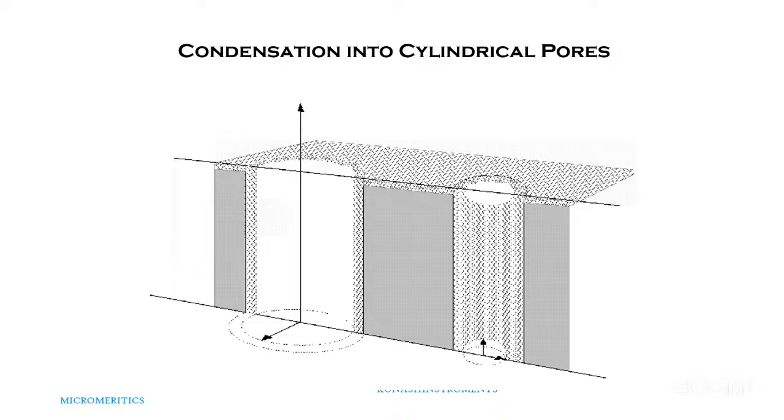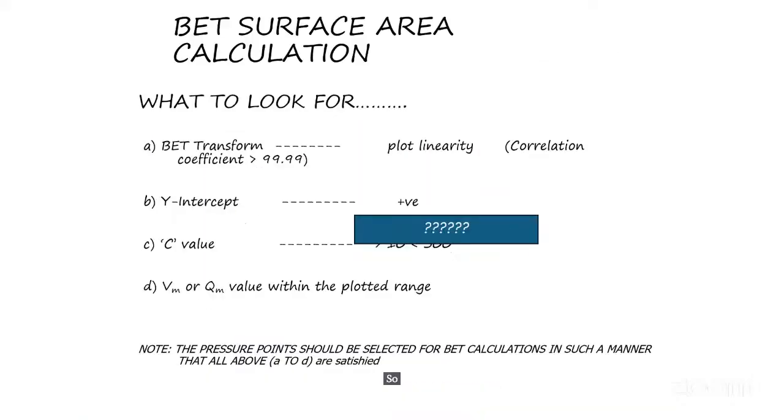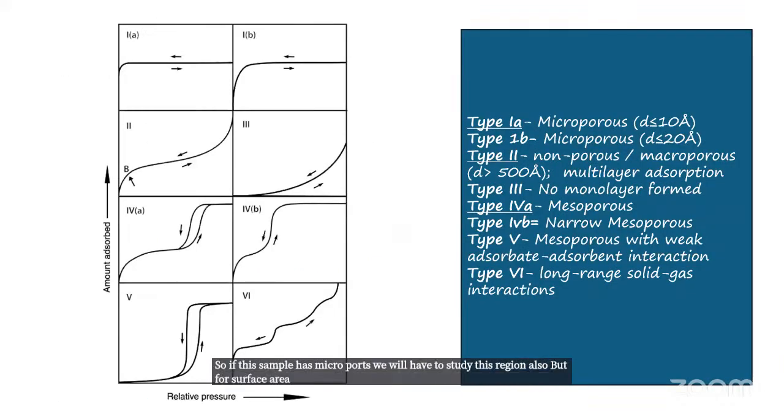Type 4A and type 4B. We are talking about these samples. This region here in between is the multilayer region from where we try to calculate surface areas. At very, very low pressures like this, the information about micropores is contained, if at all they are there. So if this sample has micropores, we will have to study this region also. But for surface area, we studied this region. And now we are talking about mesopores or larger pores, for which we are studying this region.